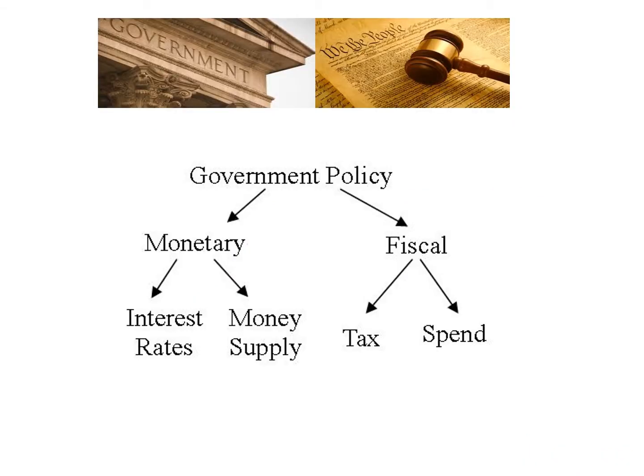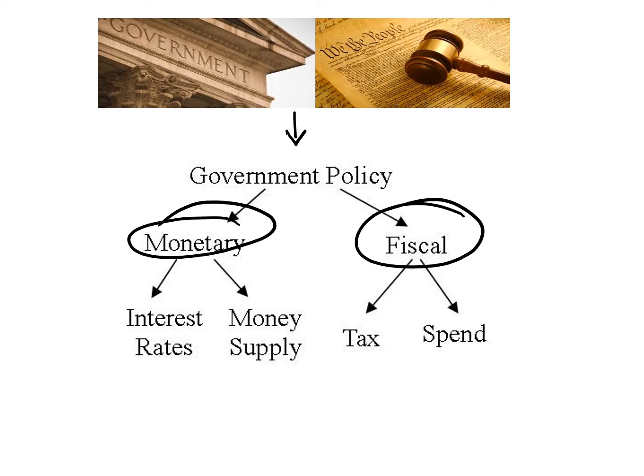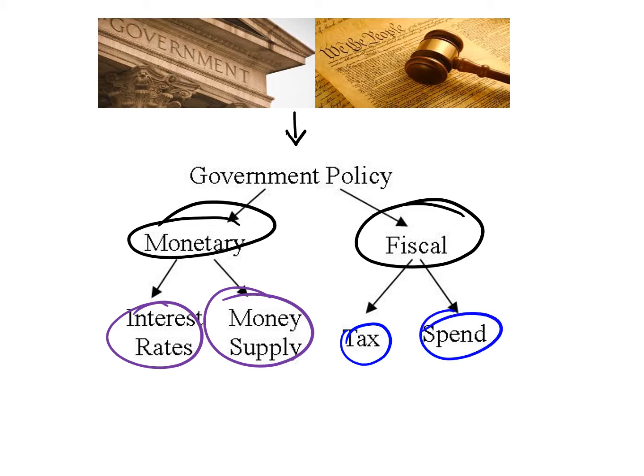Now, we said government policy to influence the economy can be divided into two: monetary policy and fiscal policy. We said monetary policy involves interest rates and money supply, while fiscal policy involves tax and spending. Okay, how does the government use monetary policy and fiscal policy, you might ask? Let's start with monetary policy.